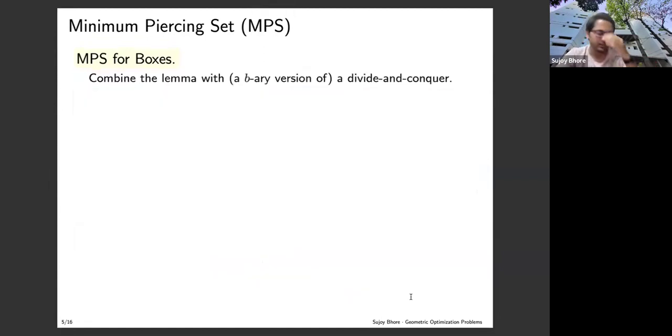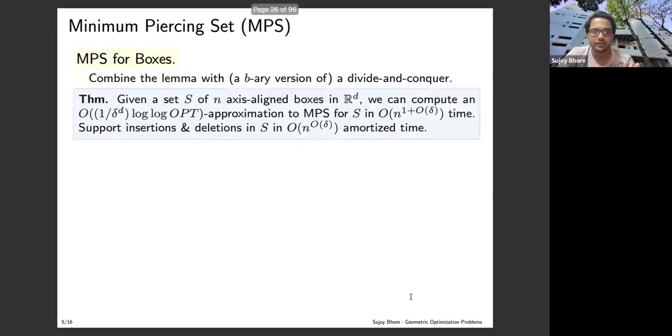Now, let's come back to the global instance. What we are going to do is combine this lemma with a B-ary version of the divide and conquer mechanism. So the main theorem is that, given these n axis-aligned boxes, we can compute an order (1/delta)^d log opt approximation to MPS for S in n^(1 + O(delta)) time. And it also supports insertion and deletion in order n^delta amortized time.